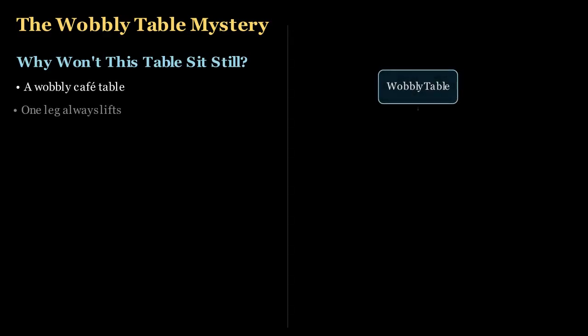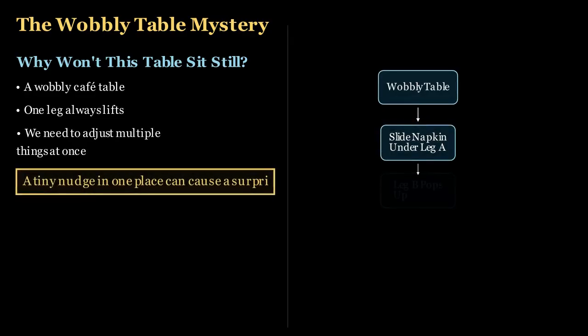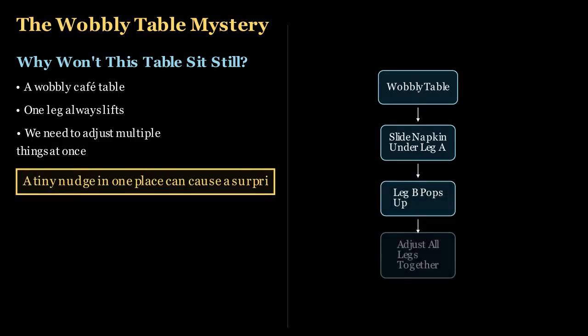You're at a cafe with a wobbly table. You slide a napkin under one leg, but then another leg pops up. Fixing this isn't about one leg, it's about how all four legs change together. We'll crack this puzzle.